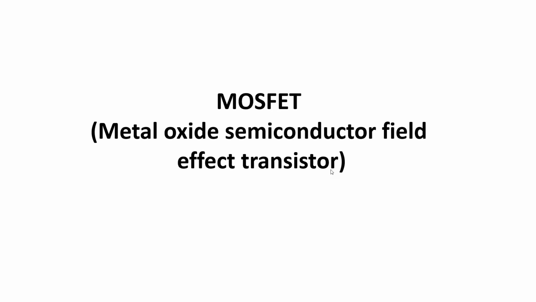Just like JFET, MOSFET is also an active device. An active device is a device in which we can control the flow of electrons, in which current can be controlled. So MOSFET is also a voltage controlled device, meaning the output current ID can be controlled by the input voltage VGS.